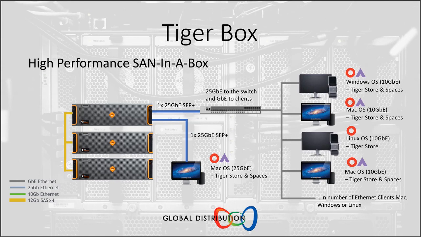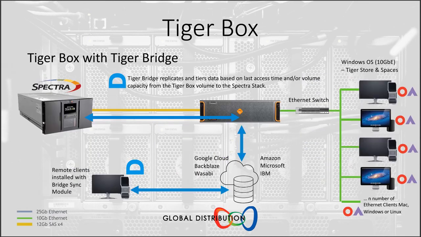We can also support a wide range of connectivity on the back, so we can have 10 gigabit Ethernet, 25 gig, even 40 gig Ethernet, or 16 gig fiber. This just gives you a real quick snapshot of a sample deployment, but we can do many different things with the system.